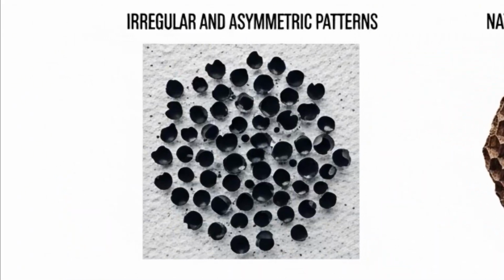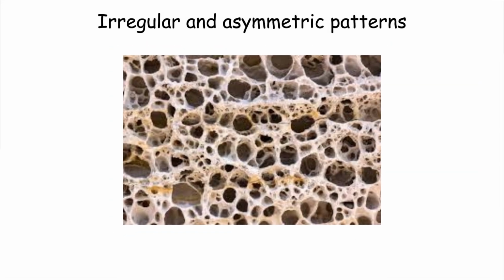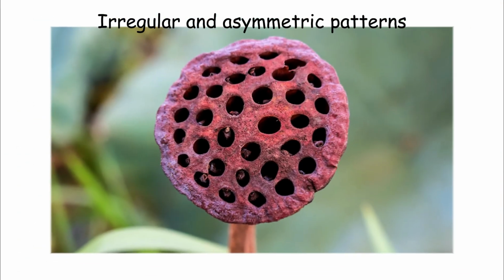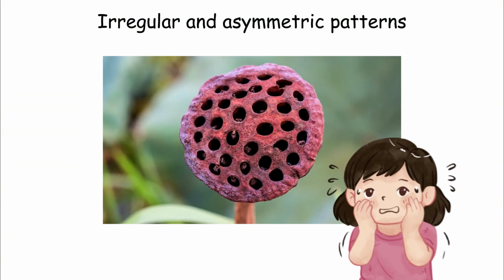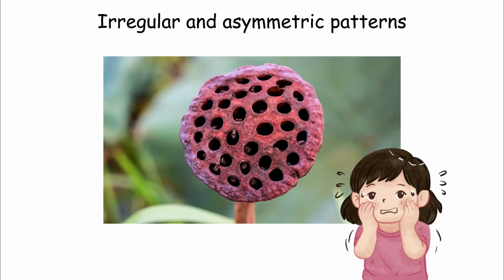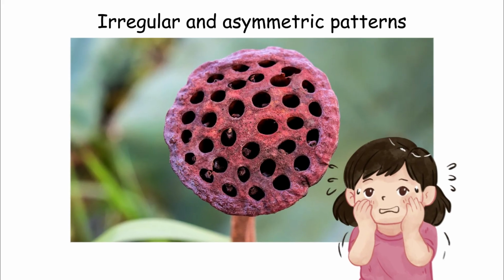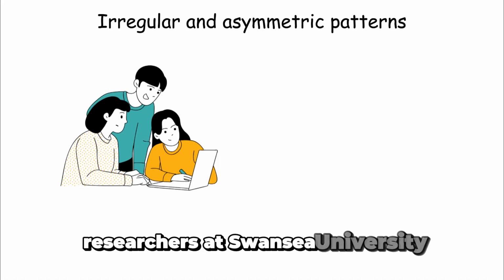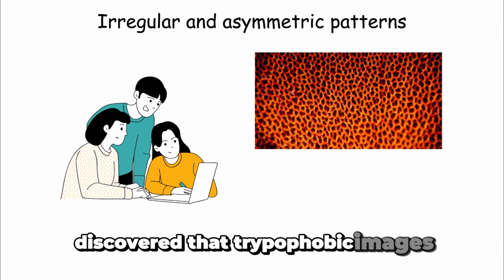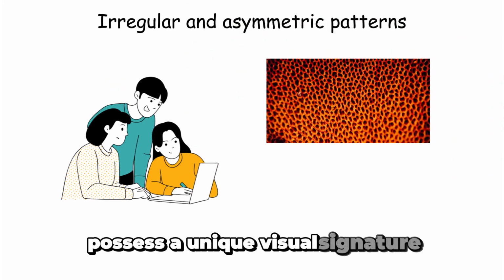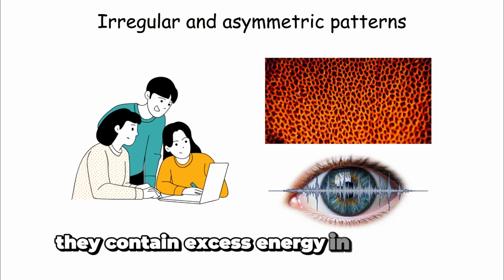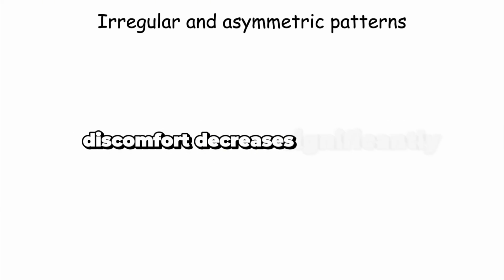Irregular and asymmetric patterns. We start with irregular and asymmetric patterns, perhaps the most common form of trypophobia. Contrary to what many think, it's not exactly the hole that causes discomfort. It's the spatial frequency of the image. Researchers at Swansea University discovered that trypophobic images possess a unique visual signature. They contain excess energy in mid-range spatial frequencies. When they filter out these specific frequencies, discomfort decreases significantly.